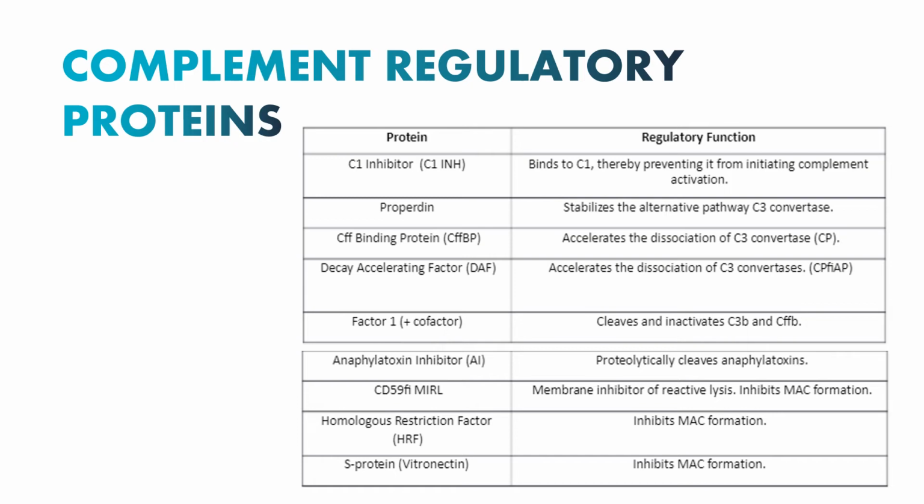Let's look at some of the proteins used in the complement regulatory system. C1 inhibitor binds to C1, thereby preventing it from initiating complement activation. Properdin stabilizes the alternative pathway C3 convertase. C4 binding protein and decay accelerating factor accelerate the dissociation of C3 convertases. Factor I cleaves and inactivates C3b and C4b. Anaphylatoxin inhibitor proteolytically cleaves anaphylatoxin. CD59, also known as membrane inhibitor of reactive lysis, inhibits MAC formation. Homologous restriction factor inhibits MAC formation, and S protein, also known as vitronectin, inhibits MAC formation.